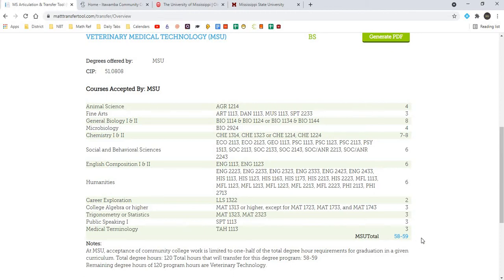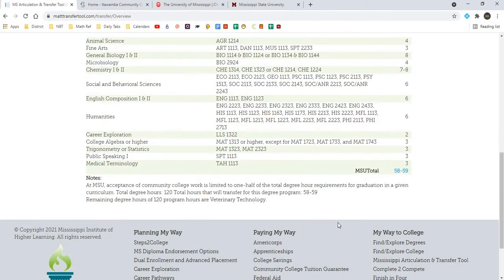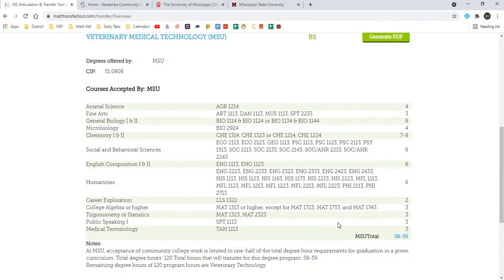So you can transfer 58 to 59 hours, and these you can take somewhere else. So these are pretty common. I would definitely get my chemistries out of the way before I went to Mississippi State. Comp 1 and 2, again, you can take here. Micro is good to take at a community college as well. You just have much, much smaller classes and definitely much smaller labs.